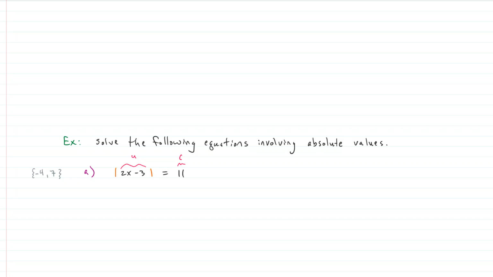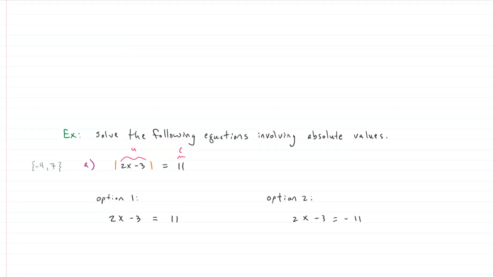Here we have our absolute value. We can get rid of it by creating two scenarios, right? So our option 1 is 2x minus 3 equals the positive 11. And the option 2 is 2x minus 3 equals negative 11. We solve these two and get our answers, and we should be good.